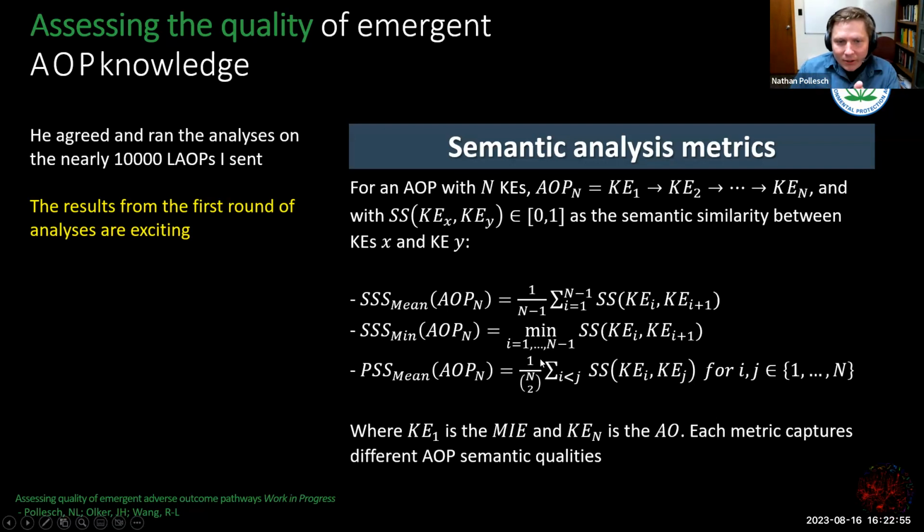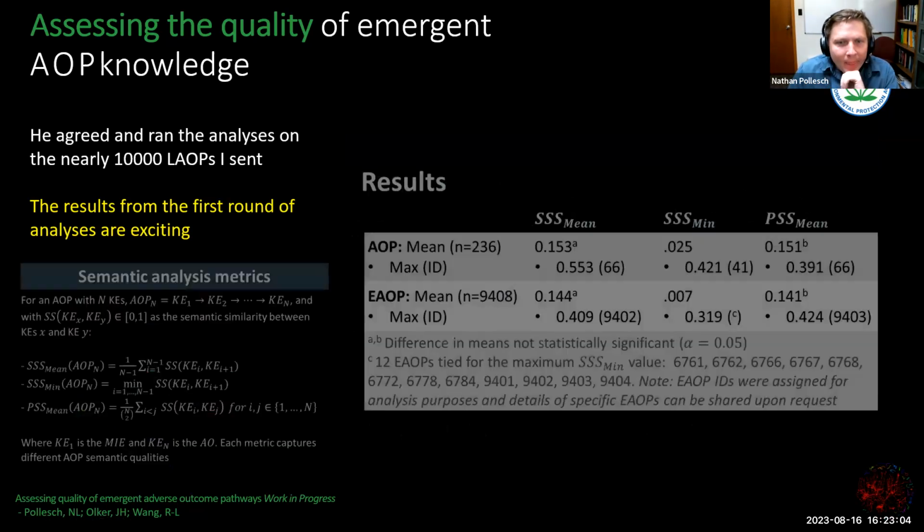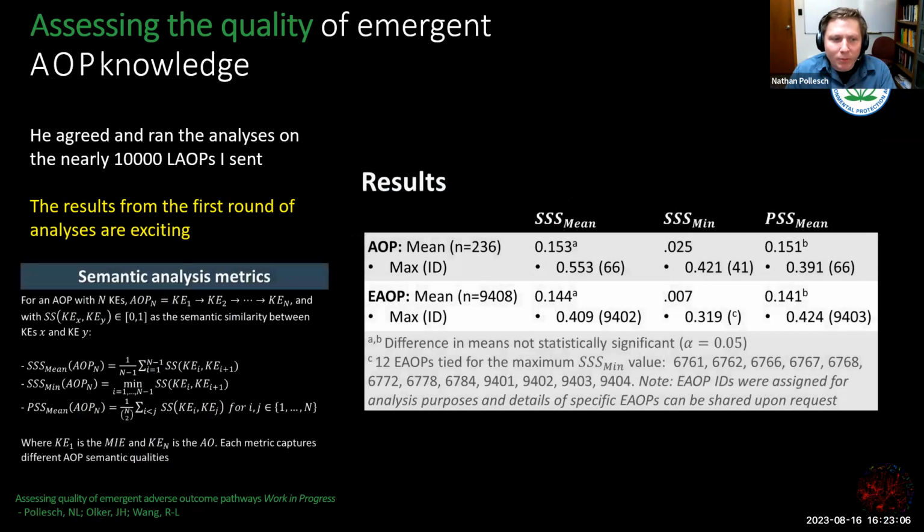But the idea here is to develop different metrics based on this data and see which metrics are actually providing us the most useful information. So let's see, here are some of the preliminary results. One of the things I want to point out is that we did this analysis on all the AOPs that we had and all the emergent AOPs that we had, and saw how they compared.